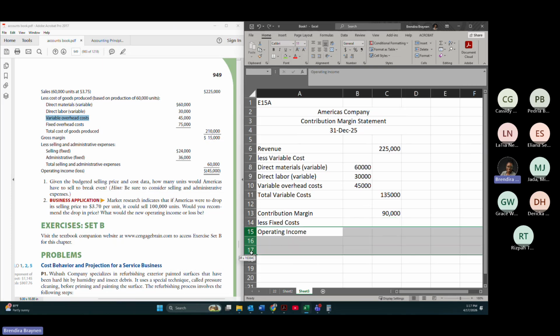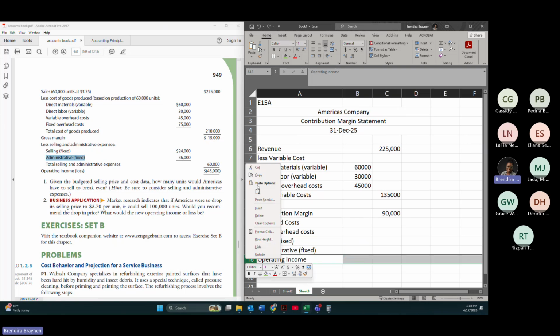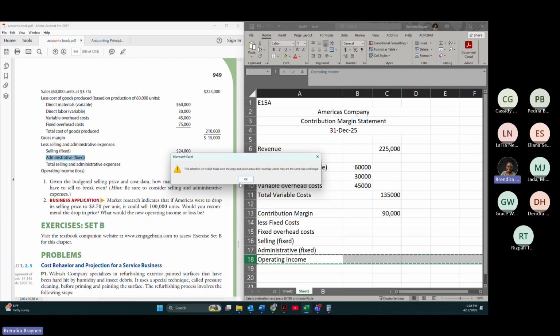And then I'm going to put my fixed costs in there as well. So I have fixed overhead costs, I have selling costs that are fixed, and I have administrative costs that are fixed. Those are the only fixed costs that I have.